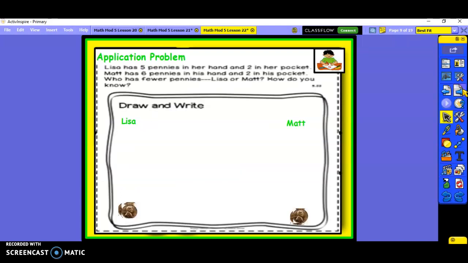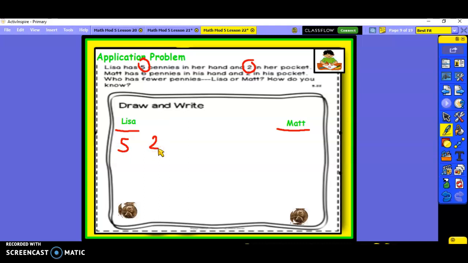Let's look at our application problem today. Ooh, we have 2 children that the story is about. We have Lisa and Matt. Let's read our problem. Lisa had 5 pennies in her hand and 2 pennies in her pocket. Let's circle those important numbers. 5 pennies in her hand, 2 pennies in her pocket. Let's write those numbers down under Lisa. 5 pennies in her hand, 2 pennies in her pocket.